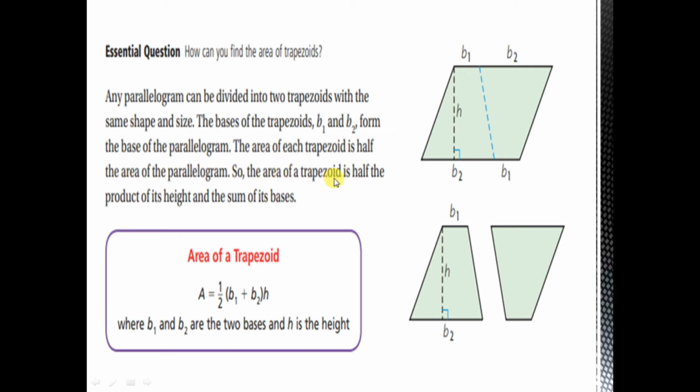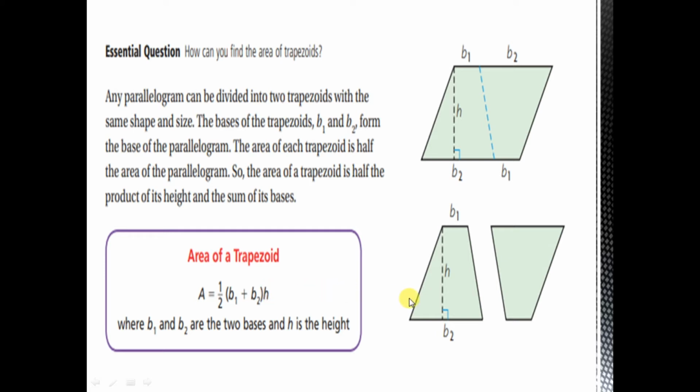So the area of a trapezoid is half the product of its height and the sum of its bases. You know that the parallelogram area is equal to B times H. But here I don't have one base, I have two bases, B1 and B2. So it will be (B1 plus B2) times H. But you know that the trapezoid is half of the parallelogram area, so it will be half. So the formula again is half times (B1 plus B2) times H.